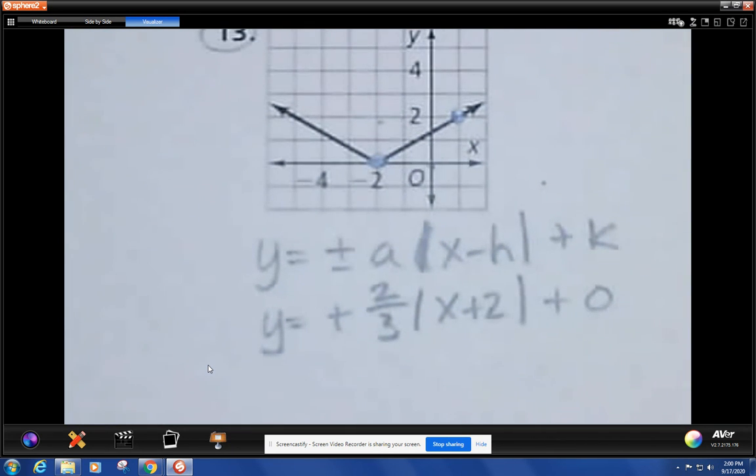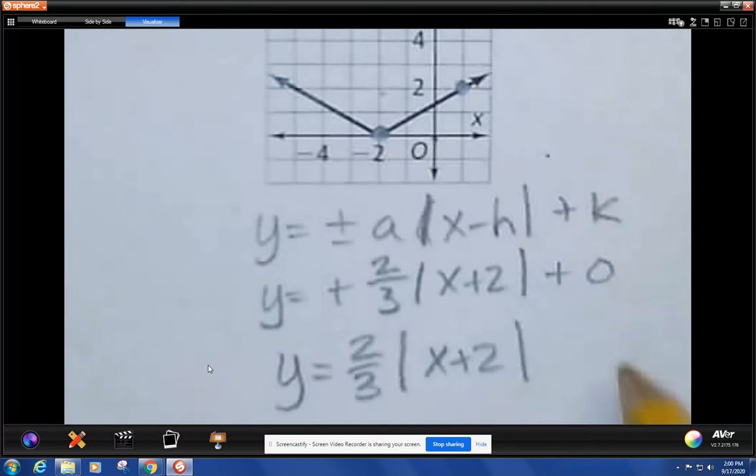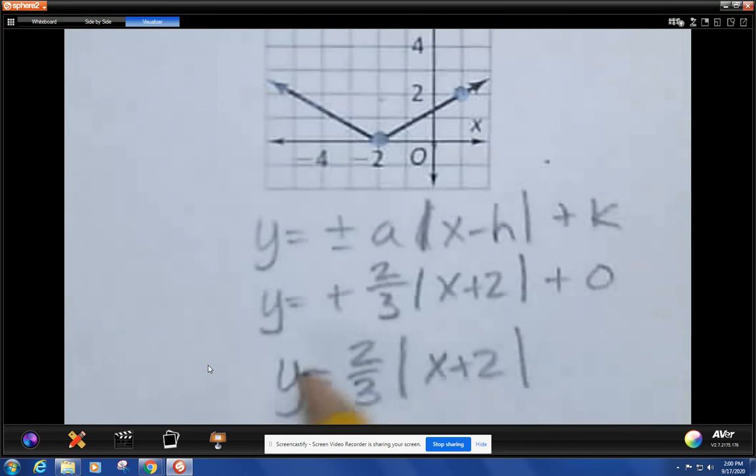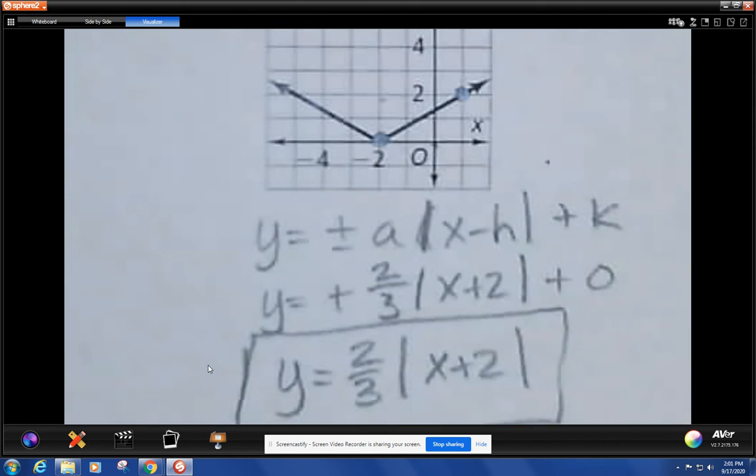So last but certainly not least, we can clean this up a little bit. y equals, I don't really need to put the positive because that's understood to be there, 2/3 absolute value of x plus 2, and I don't really need to put the plus 0 because it doesn't add anything to the problem. So right here is the equation that would need to go in for that particular graph. And in your case, you're just going to be able to choose from 4 options because it's multiple choice. But again, I just wanted you to understand how you go about doing that.